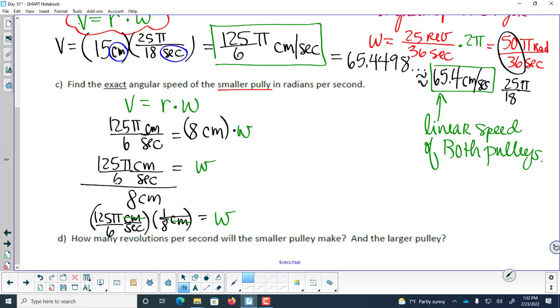So what do we get? We get 125 pi over 48 radians per second. That's exact; turn it into a decimal.